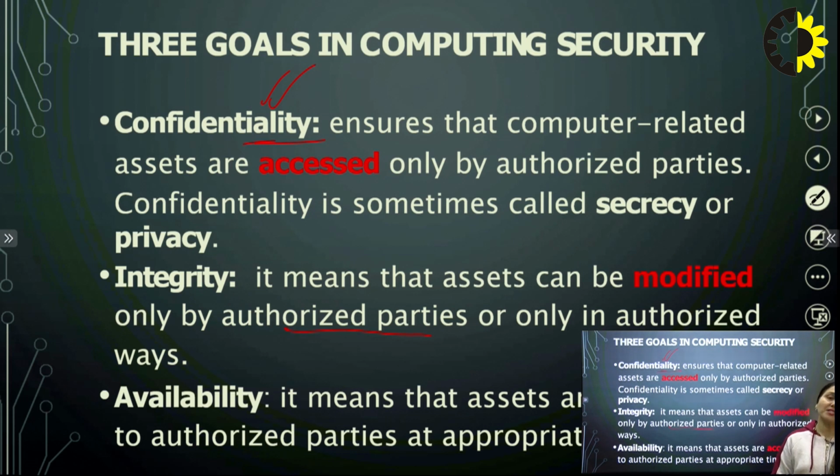Third comes availability. What do we understand by the term availability? Availability simply means that assets are accessible only to authorized parties at appropriate times. Whenever we want, the data should be readily available to us, and it should be available only to the authorized user. The person who is not an authorized user will not be able to access the data. The data should not be available to the unauthorized person.